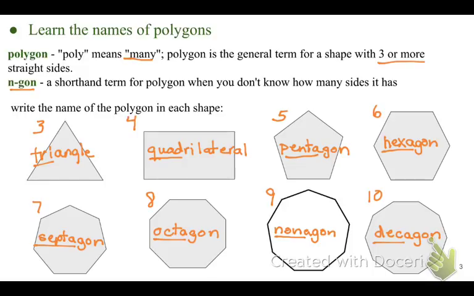So please memorize these. This is just good general knowledge to have. And it's also good to know those roots, those Greek roots, because they come up a lot in math and basically all over the place in life.